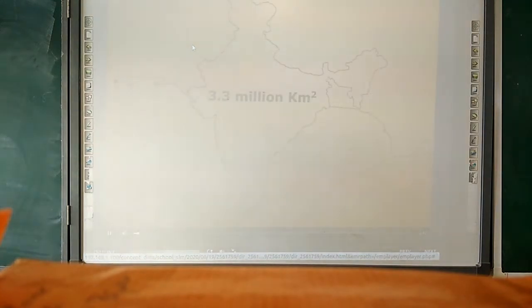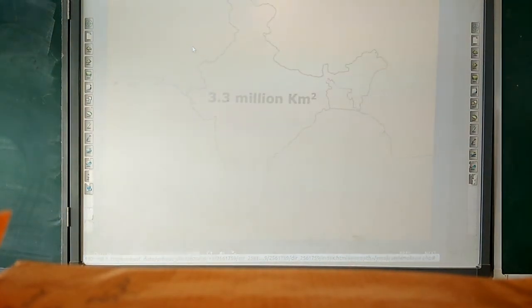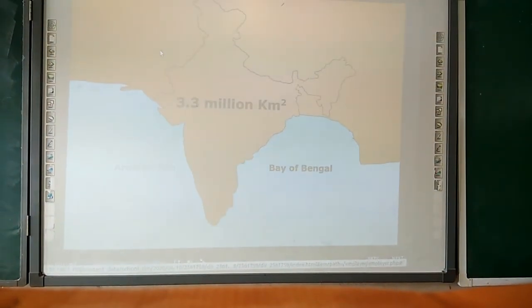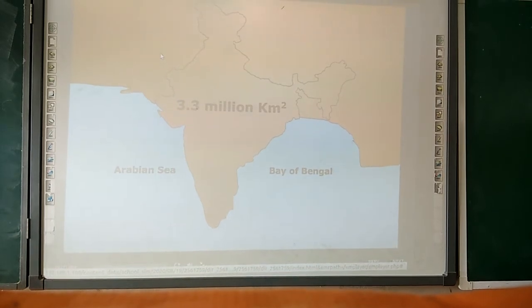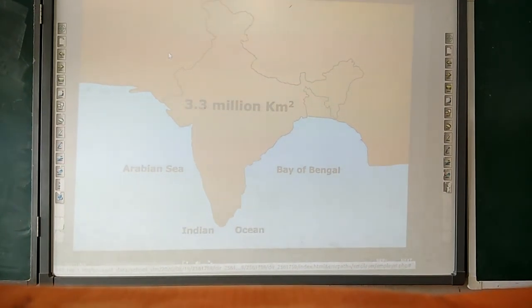India, with an area of 3.3 million square kilometers, is a subcontinent. It is surrounded by the Bay of Bengal in the east, the Arabian Sea in the west, and the Indian Ocean to the south. It is known for its diverse physical features.